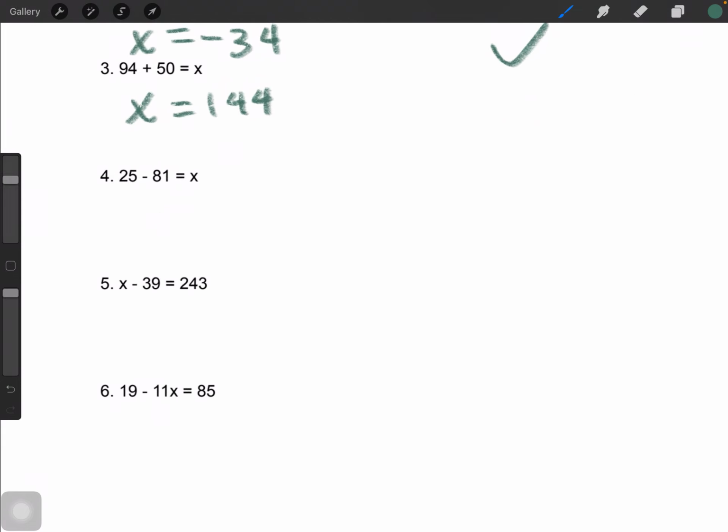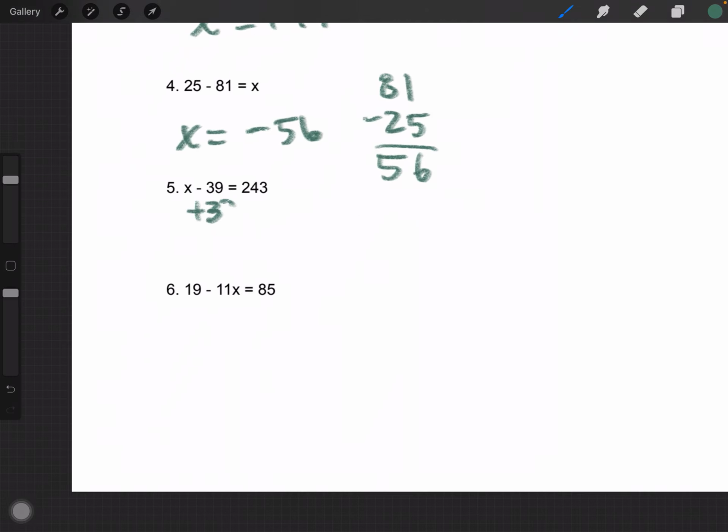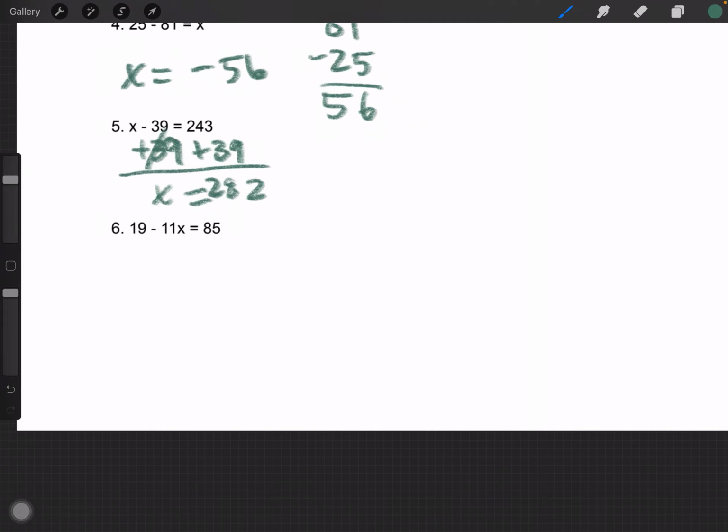Okay, number 4 is asking us what 25 minus 81 is. Let's see. 81 minus 25 gives us 56, so x is equal to negative 56. This next one is an addition problem because we get rid of this on both sides by adding it. So x is equal to 282. If you plug that back in, it should be correct.